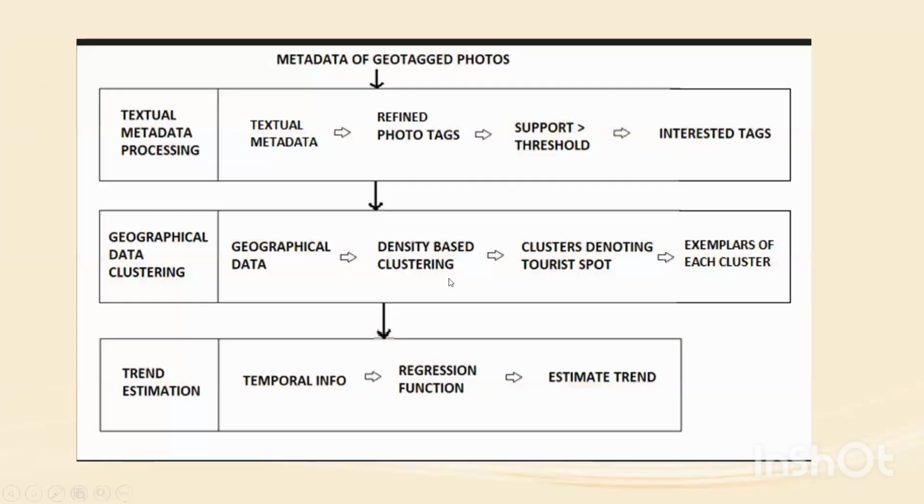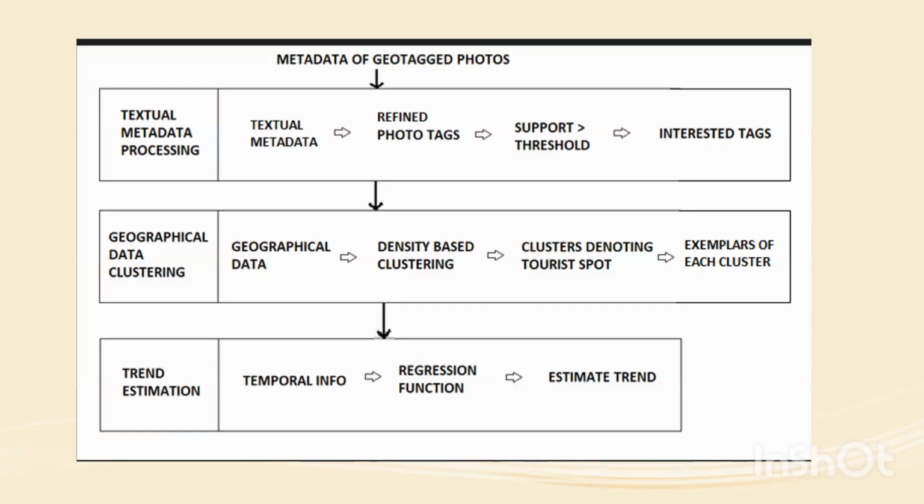Next, here we can see how the basic tourist behavior analysis actually works. First, textual metadata processing. Textual metadata is processed to refine photo tags. Then the threshold is set, so the photo tags are set to a normal threshold. It has to support that, and interested tags.